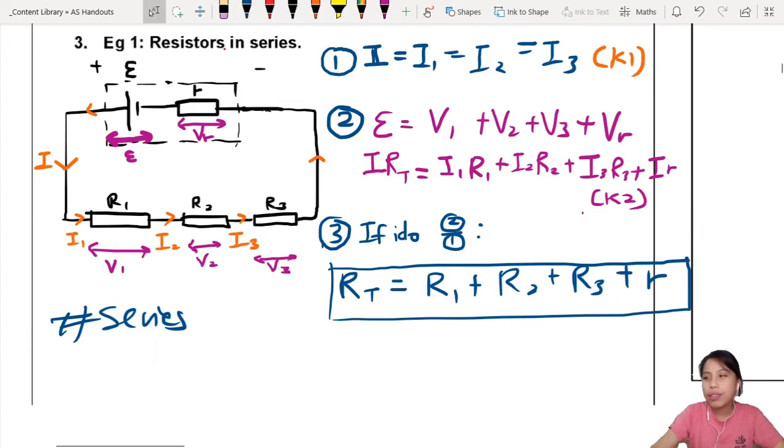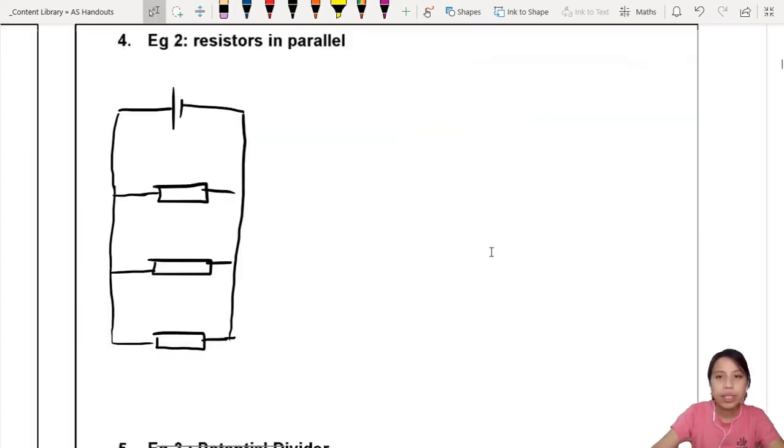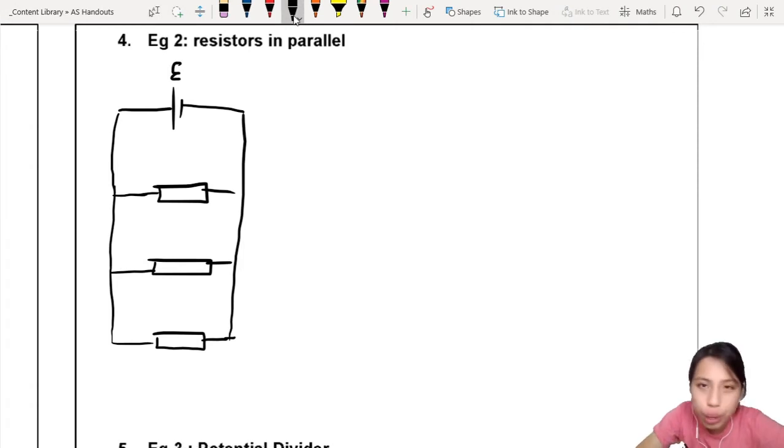Now, what if you have resistors in parallel? How do you derive the equation to calculate that? This is the other one. So same thing. We have EMF, battery. I'm lazy to include the internal resistance also for now. Let's just look through this.